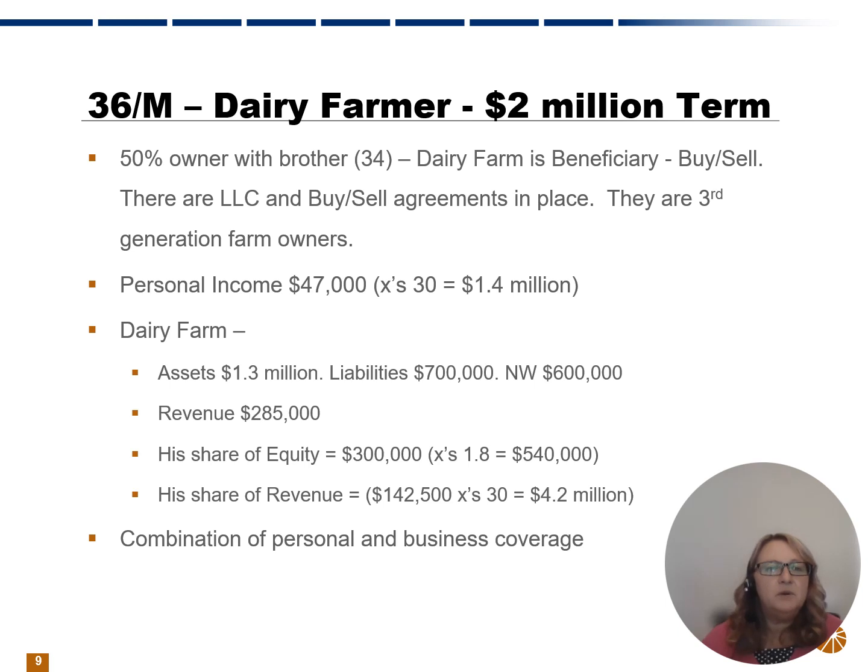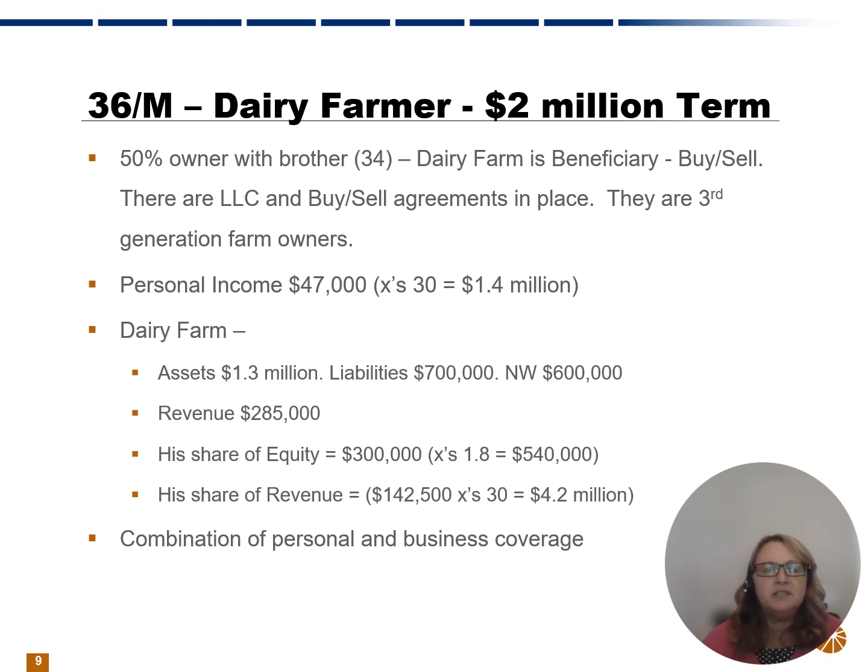In our next example, we have a 36-year-old male dairy farmer who wants $2 million of term. He owns 50% of the farm with his brother, who is 34. The farm is the beneficiary, and they say the purpose is buy-sell. Now, some of the good factors: there are LLC and buy-sell agreements already in place, and these brothers are the third-generation owners of the farm. So this has been a going concern for quite some time.